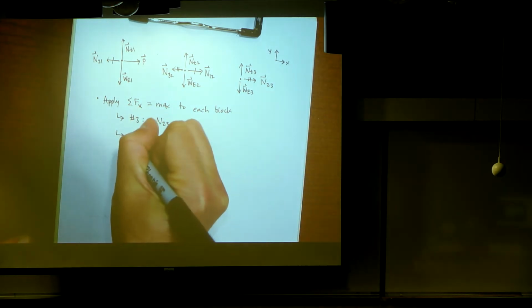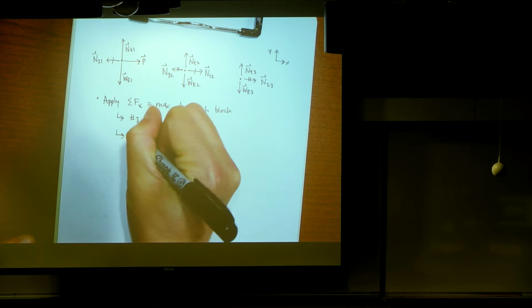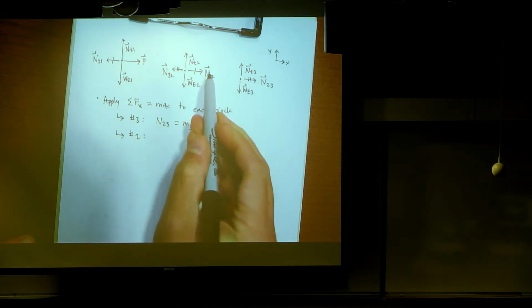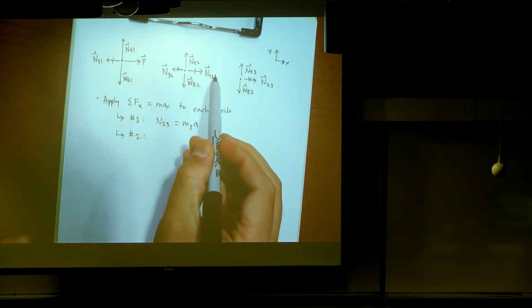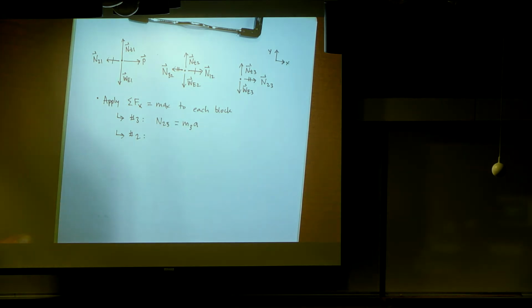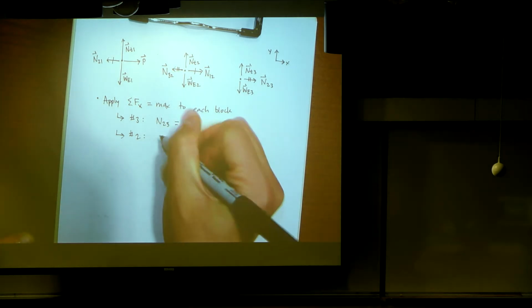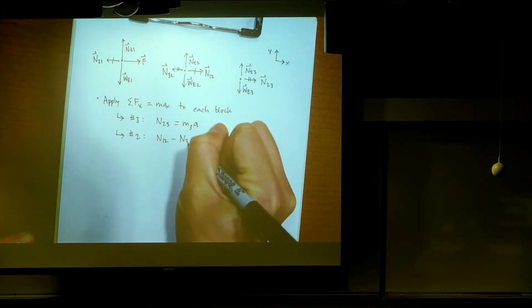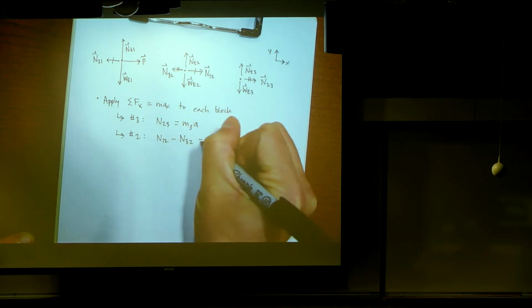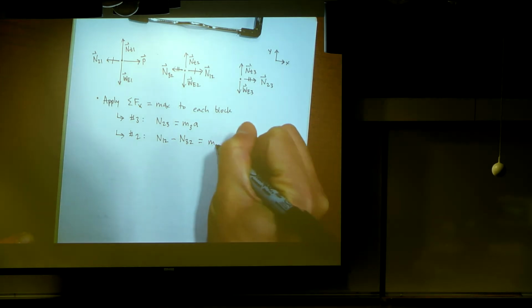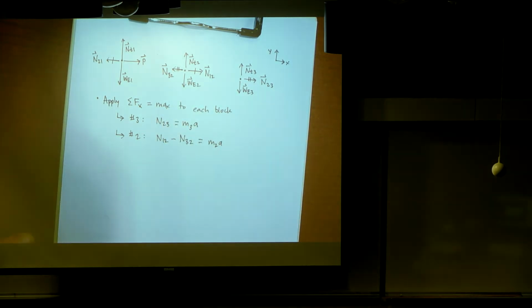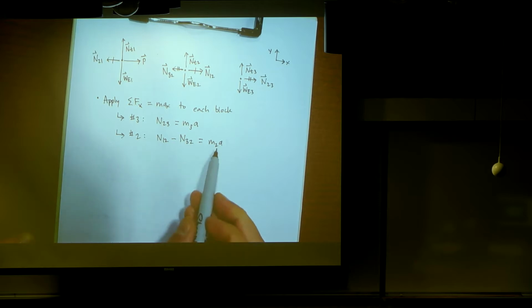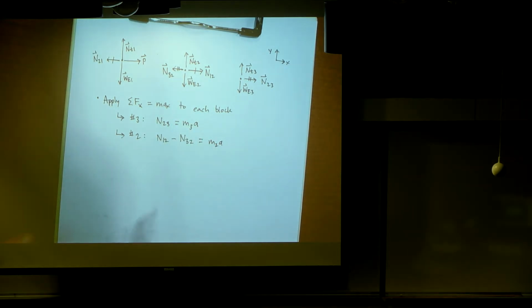All right, now let's do number 2. So now I have one force going in the positive direction, the other going in the negative direction, correct? So I have N12 minus N32. What does that equal? M2 times A, right? So it's the 2 forces in the x direction added together. That equals the mass of that block, which is M2, times the acceleration, which is A, okay?